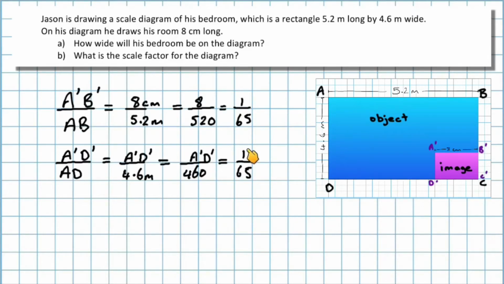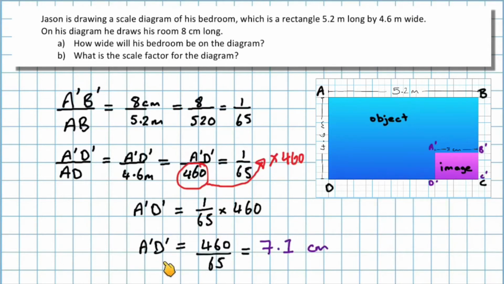And I do know that that should equal a length ratio of 1 to 65, provided that the object and the image are similar. So I can set this up and I can say A dash D dash is equal to 1 over 65 times the 460. So if I use an inverse operation, because that's divided by 460, I can multiply it here. So basically I'm taking this and I'm multiplying it on this side. That gives me 1 over 65 times 460. So to one decimal place, A dash D dash is 7.1 centimeters.